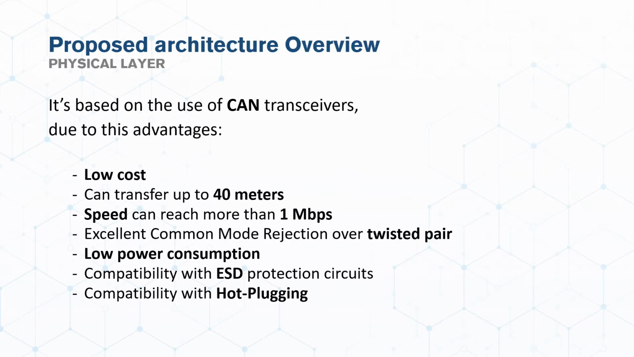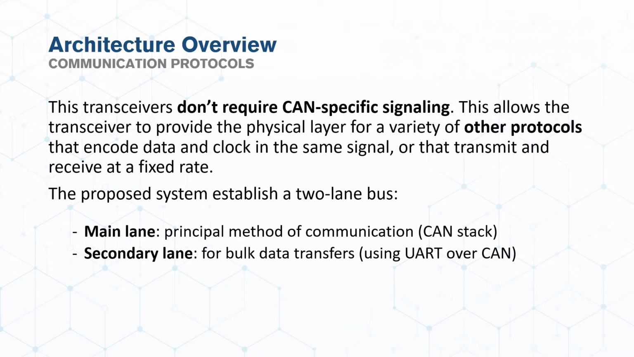The physical layer of the proposed architecture is based on the use of CAN transceivers due to these advantages: low cost, can transfer up to 40 meters, speed can reach more than 1 Mbps, excellent common mode rejection over twisted pair, low power consumption, compatibility with ESD protection circuits, and compatibility with hot plugging. Regarding the communication protocols, these transceivers don't require CAN-specific signaling. This allows the transceiver to provide the physical layer for a variety of other protocols that encode data and clock in the same signal or that transmit and receive at a fixed rate.